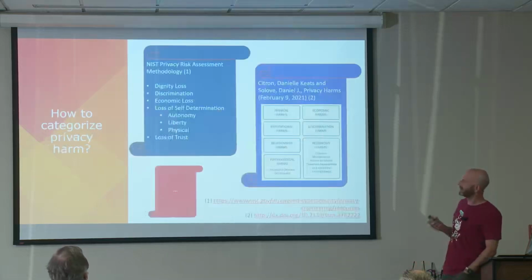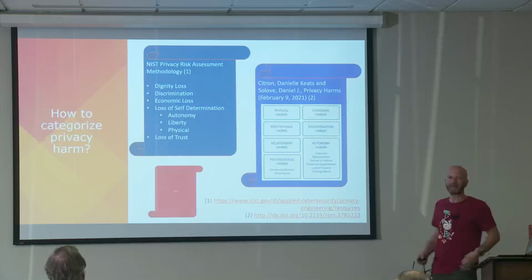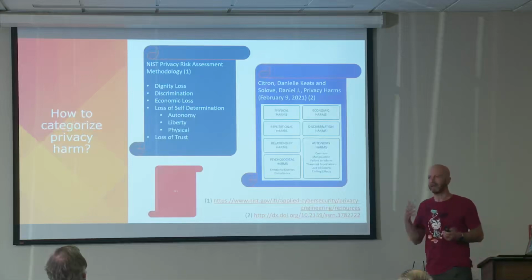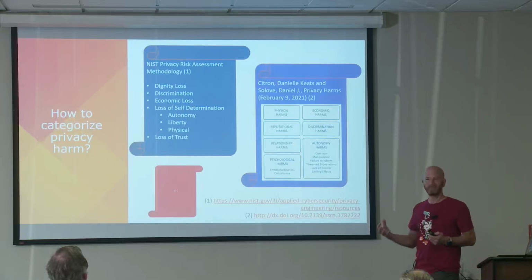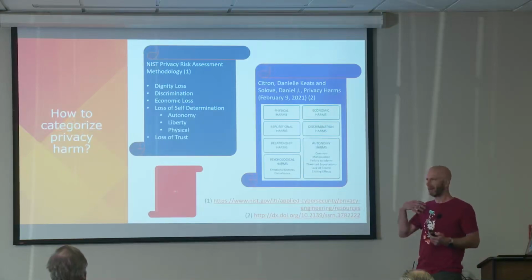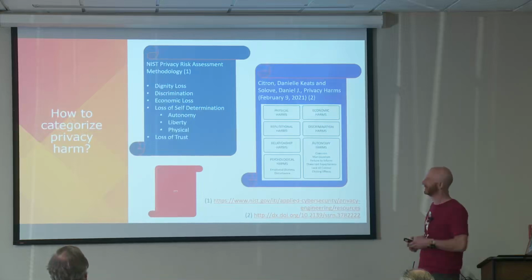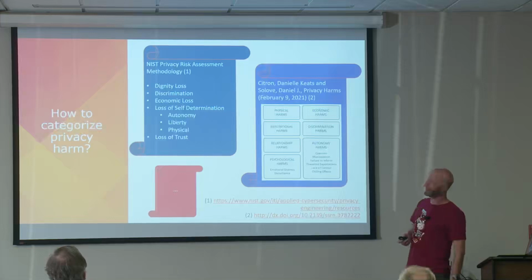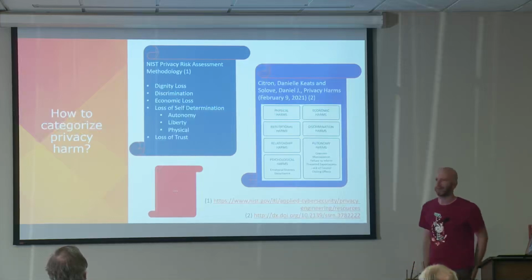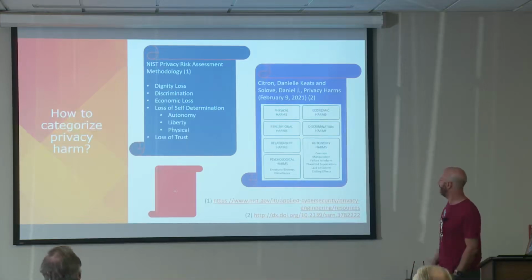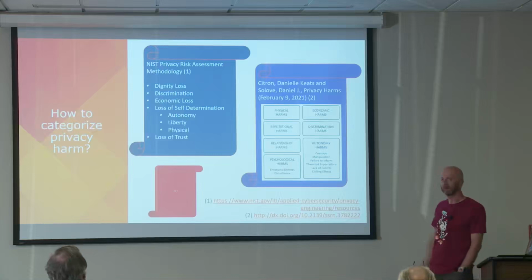And then the same question on the privacy harm side: how can we categorize the potential harm that an individual might experience as a result of the problematic data action that we are responsible for? There's again a catalog in NIST PRAM. There's a paper here again from Solove and Citron. So those are some places to start.